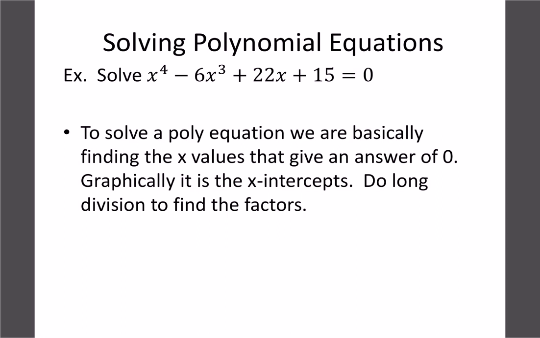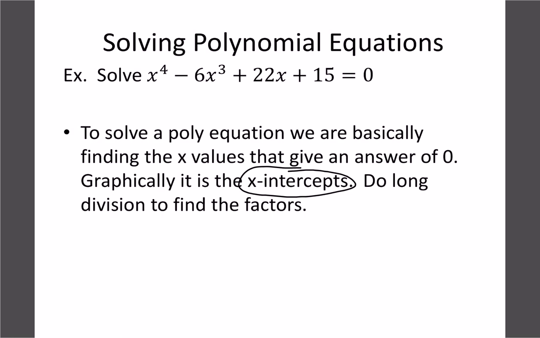We've got x to the 4th minus 6x cubed plus 22x plus 15 equal to 0. So remember, when we're solving an equation, if it's equal to 0, what we're really looking for is the x-intercepts. And if we have x-intercepts, that's basically going to be our factors. So all we want to do in this case is factor this.